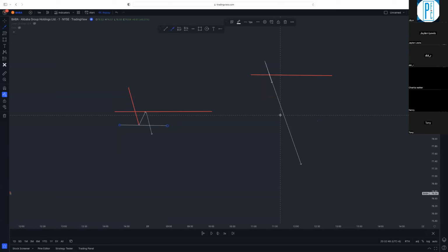Is playing the opening candle similar to playing the opening range? Yep. That's actually kind of what it is, the opening range breakout method. Yep, pretty much the same.